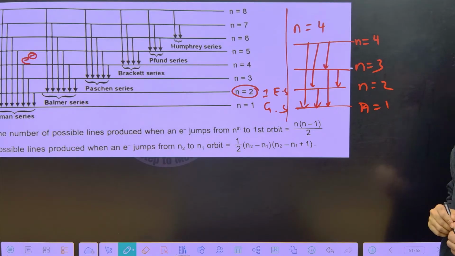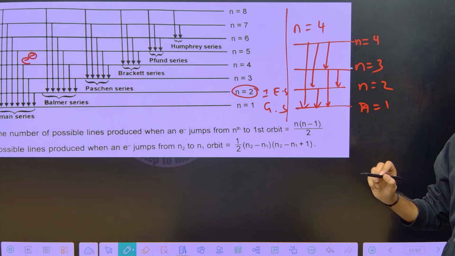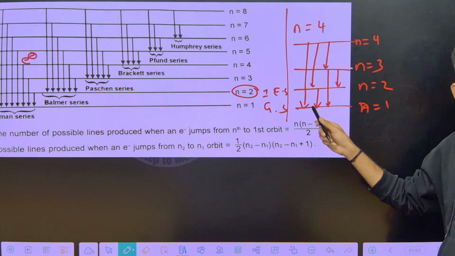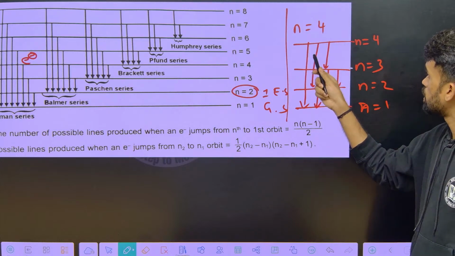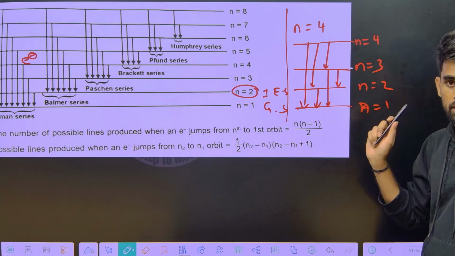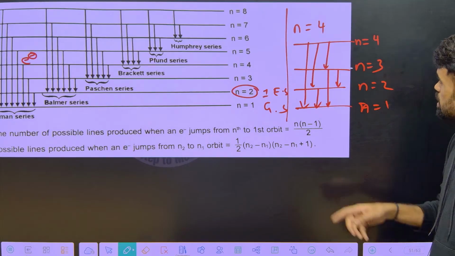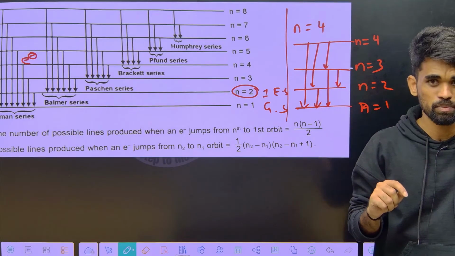No. 2 to 1 is already written. See, 2 to 1 is already there. Possibility I am asking. Now count the number of possibilities: 1, 2, 3, 4, 5, 6. 6 possibilities are there. See, every time writing this many possibilities is difficult.